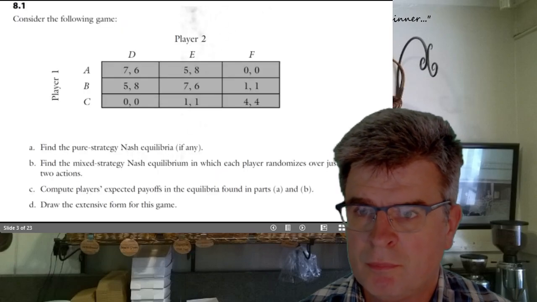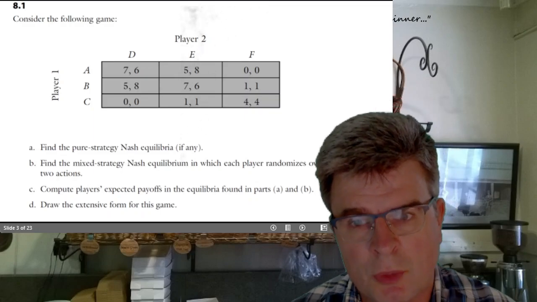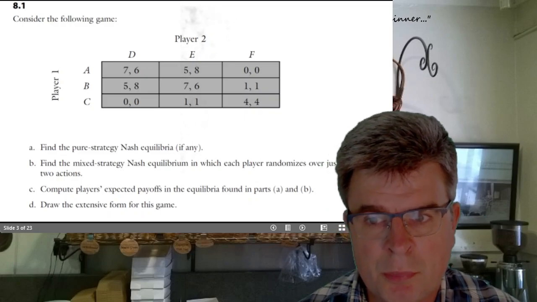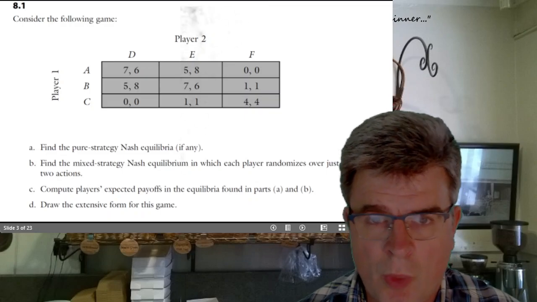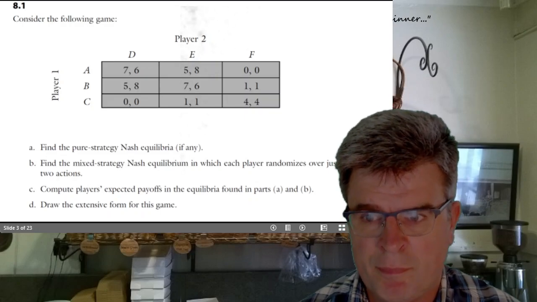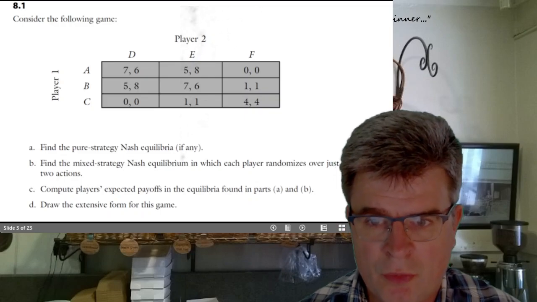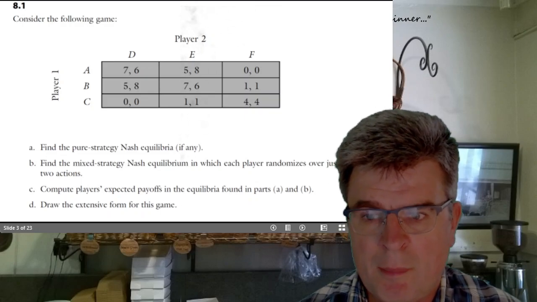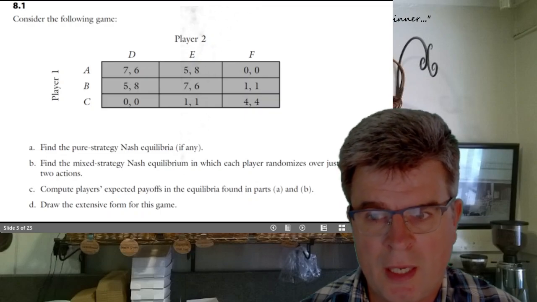is about player 1 and player 2. And each of the players has 3 possible actions or strategies. And in exercise A you need to find the pure strategy Nash equilibria, if any, because it can happen that there are 1 or more Nash equilibria in pure strategies, but it can also happen that there is none. And exercise B asks you to find a mixed strategy Nash equilibrium. Well, we know for this type of games there's always a mixed strategy Nash equilibrium. And then in C we need to compute the expected payoffs for the equilibria found in part A and B.